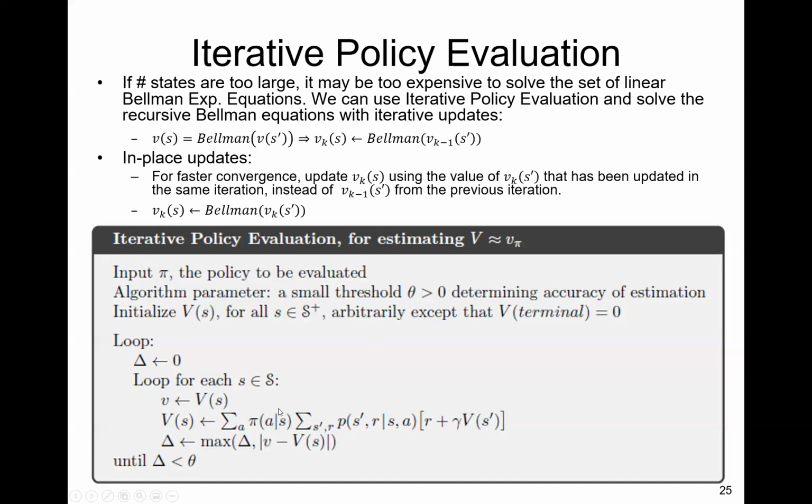So here's the pseudo code. You have a small threshold theta. Every time you perform an update, you calculate the delta, that is the difference between the previous iteration's V value for state S and the current iteration. If it stops changing, if it falls below the threshold theta, then you say the V functions have converged, and you stop the iteration. For faster convergence, you can use in-place updates. You update V_k(s) using the value of V_k(s prime) that has been updated in the same iteration, instead of V_{k-1}(s prime) from the previous iteration.